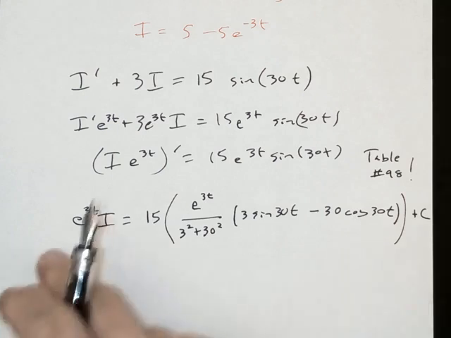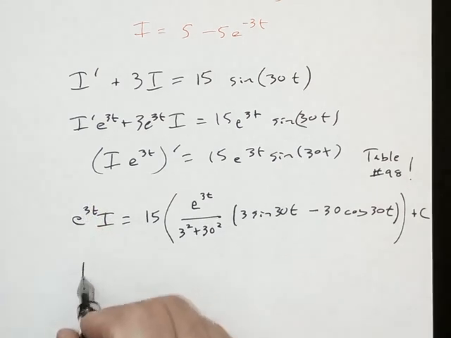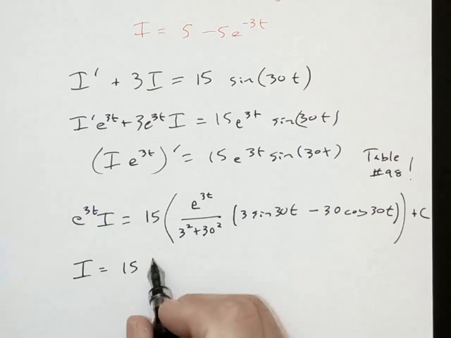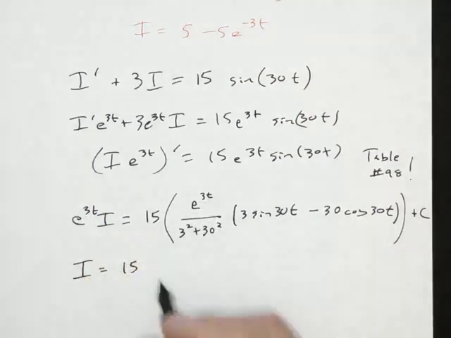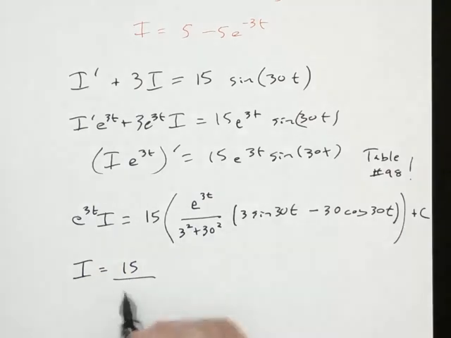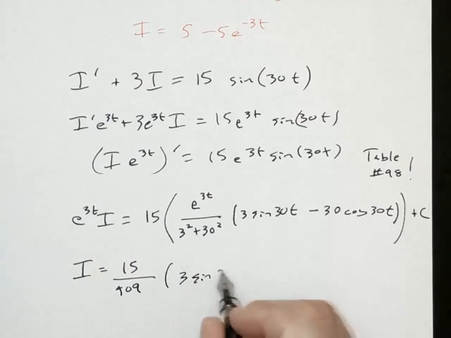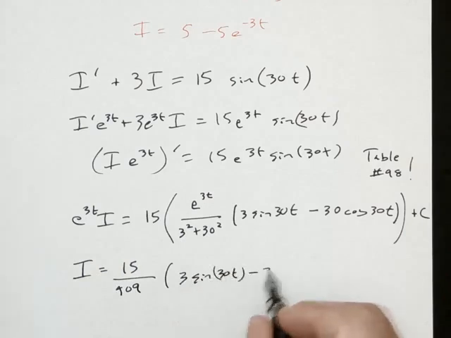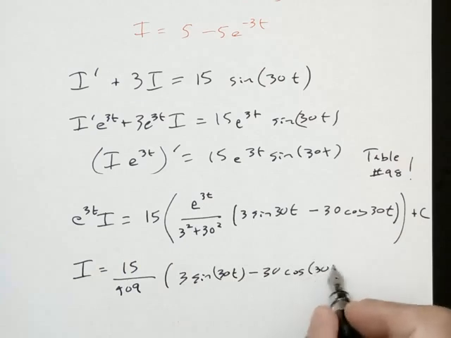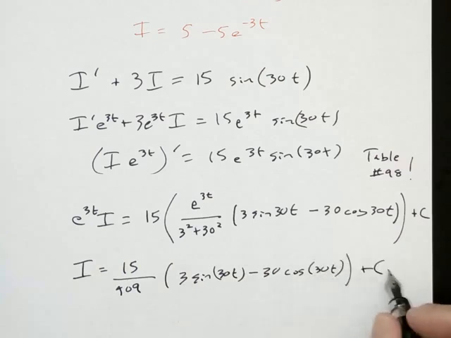But now I have an equation. By the way, I divide out that e to the 3t. I equals 15. The e to the 3t here cancels that one. So I get over 909 times 3 sine 30t minus 30 cosine 30t plus c e to the minus 3t. Isn't that just disgusting?